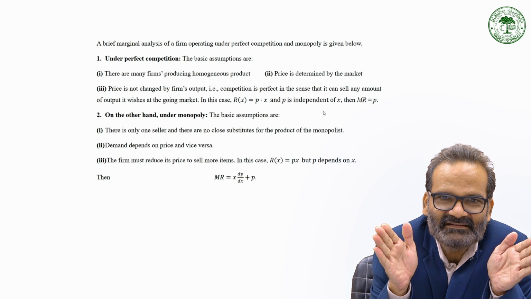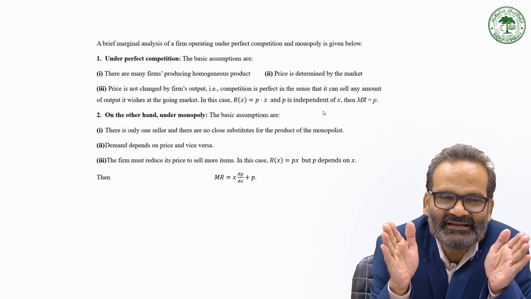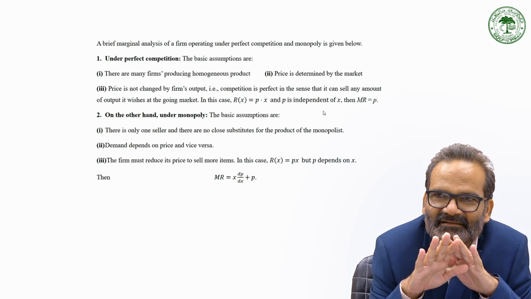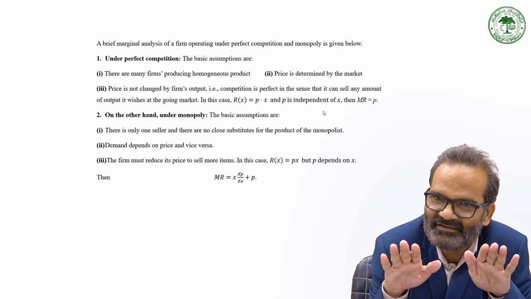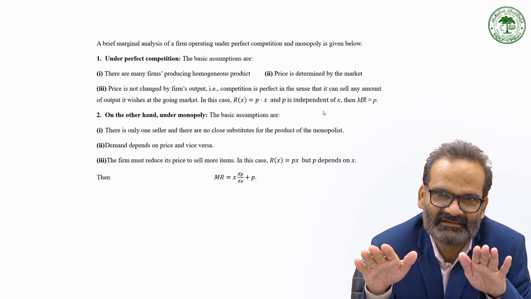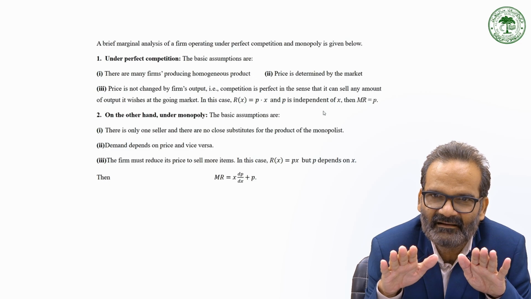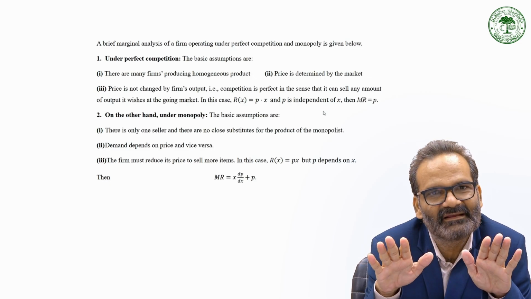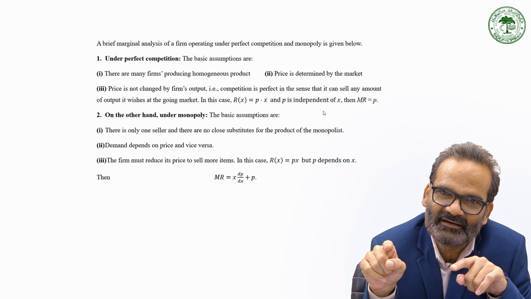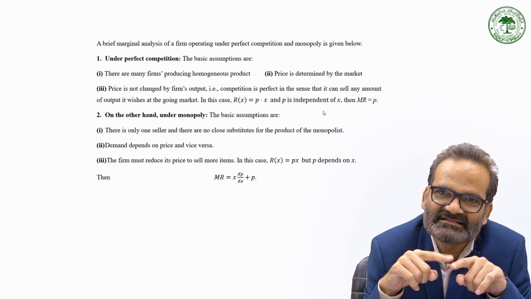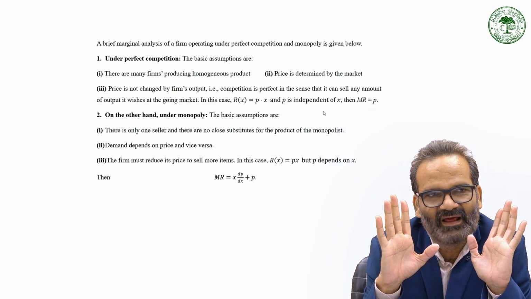If the price of a commodity is decided by the market, then it is immaterial whether the amount of output or quantity demanded in the market is increasing or decreasing. It doesn't make any difference. It doesn't make any impact. Price is completely determined by the market. It means P is completely independent of X.